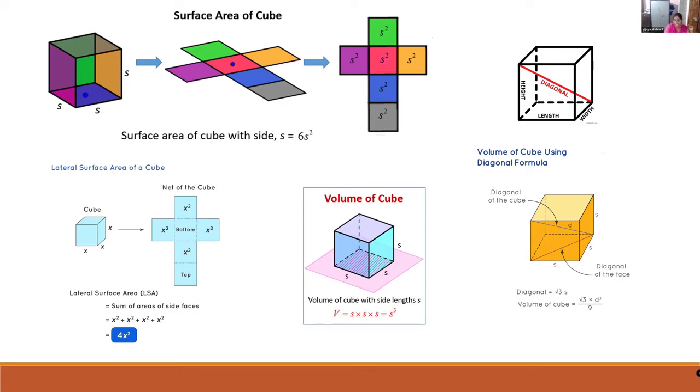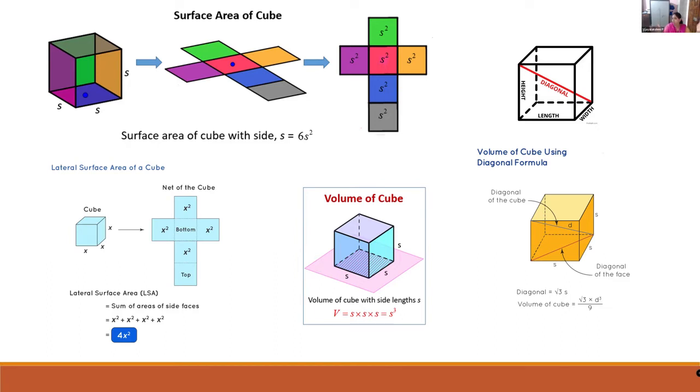Like that, we can give n number of examples. Then the volume of the cube also we can explain. In the cuboid, if the length, breadth and height become the same, it will become the cube. So L = B = H = S. Then the volume of the cube is S into S into S, S cube.